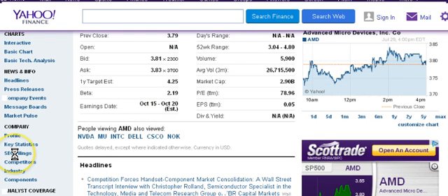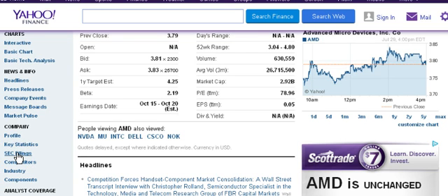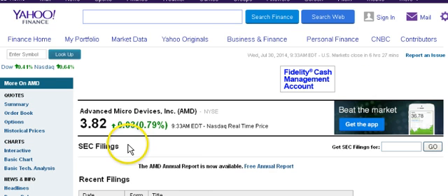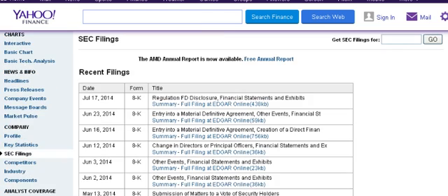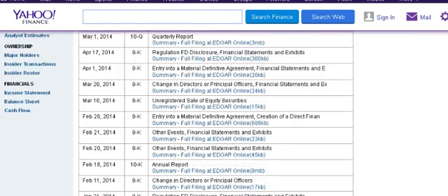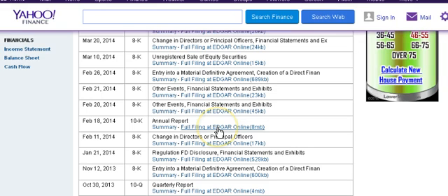We're going to go to SEC filings right here. So we go down to SEC filings. And what we're looking for is the 10K. The 10K is the annual report right here. And you want to get Form 10K.